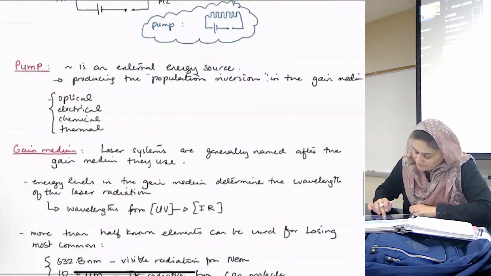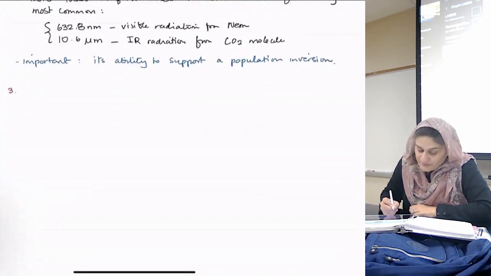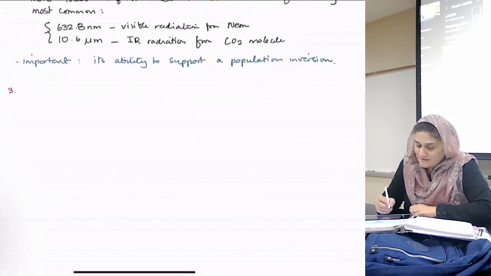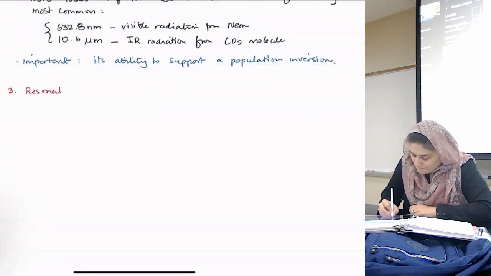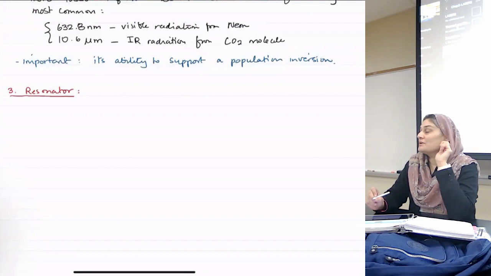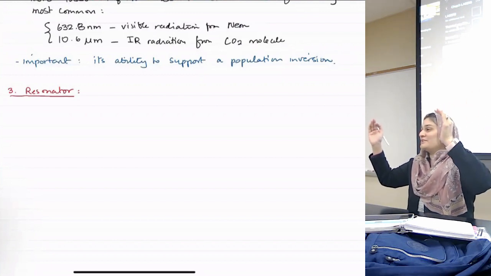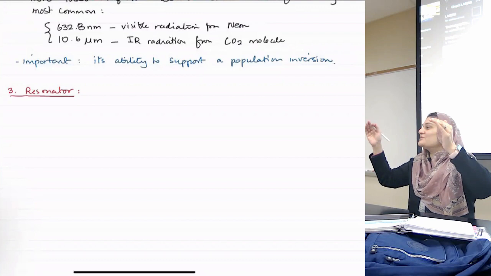Number 3. Number 3 was what? A resonator. So what was the essential part about standing waves? What did we need? Those are called resonators. Fancy word for the 2 mirrors that we use.